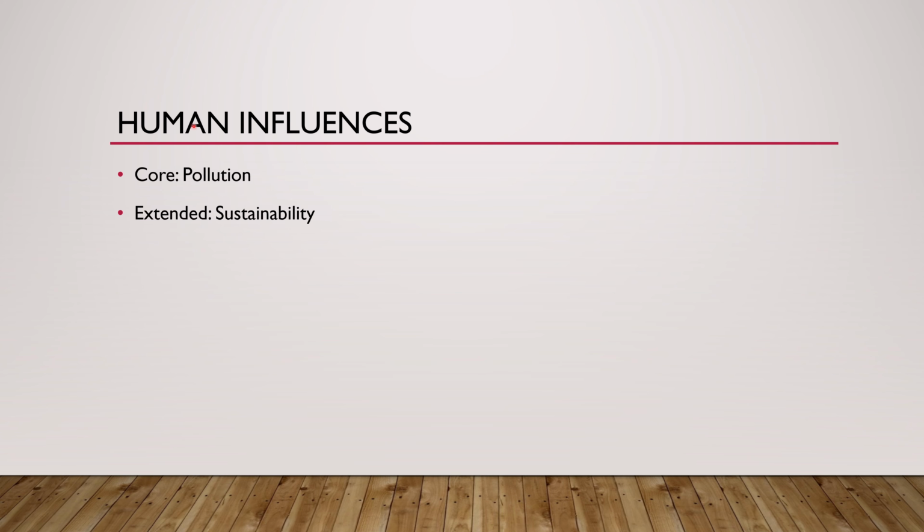Next unit is human influences. At core level, students learn the basic types and effects of pollution. Students are expected to know that human activities cause pollution of air, water and land. Identify types of pollution: air pollution, for example, vehicle exhaust.